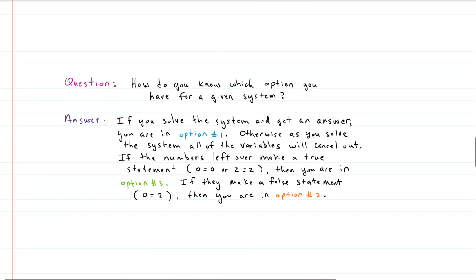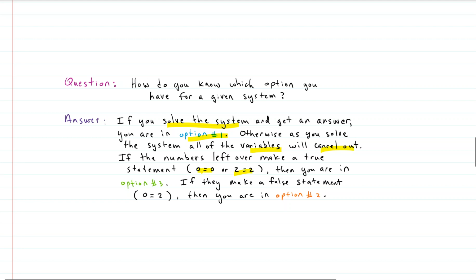How do you know which of these scenarios you're given? Well, you just start solving the system. That's it. So start solving the system. If you get an answer, you're in option number 1, meaning there's only one solution, as long as you've done your algebra correctly. Otherwise, as you're solving the system, your variables will all drop out, and you'll be left with numbers and an equal sign.